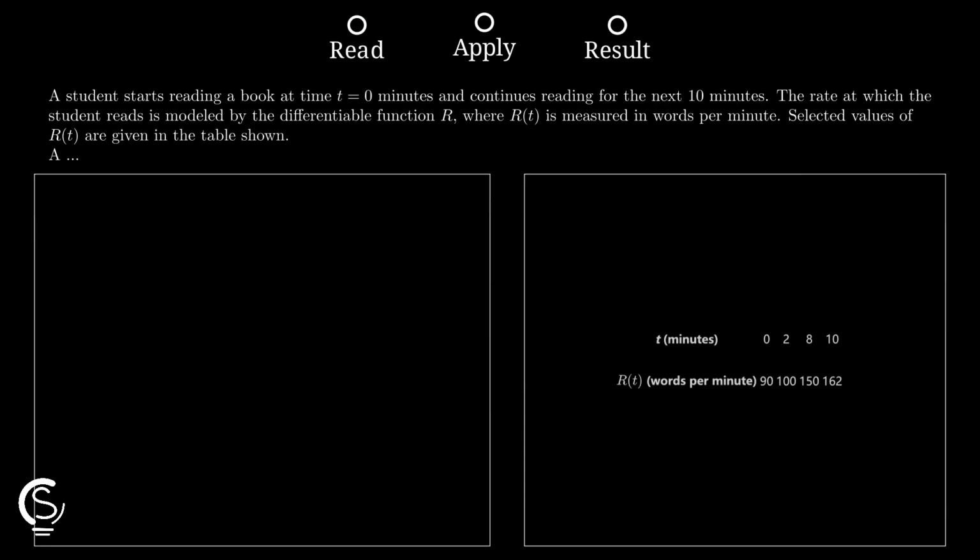minute squared. For part B, since r of t is differentiable, it is continuous, because r of 8 equals 150 and r of 10 equals 162, there exists a c in 8 to 10, and thus 0 to 10, such that r of c equals 155.